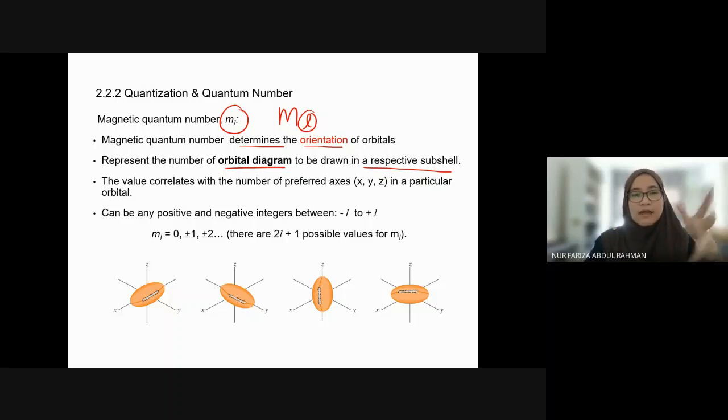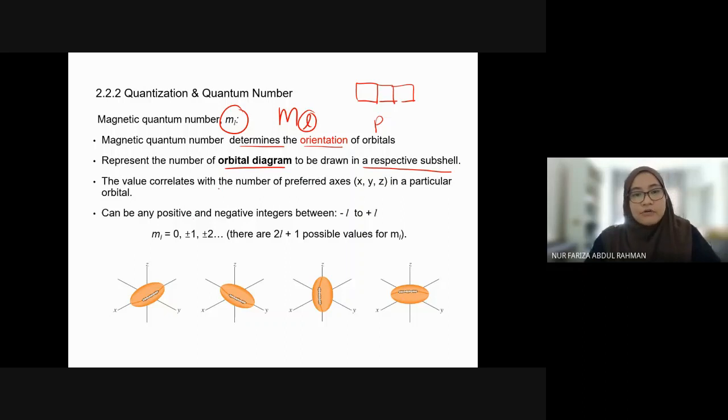So takkanlah every time we need to draw the shape of the orbital, kan. So we may use an orbital diagram to represent the shape of the orbital just now. We use boxes, so boxes macam ni, nanti kita akan nampak lah, kejap lagi kita tunjuk. So these boxes represent the p orbital. As you can see just now, we have three orientations of p orbital, kan. So these three orbitals we can represent using boxes. Later kita akan tunjuk contoh dia lah.